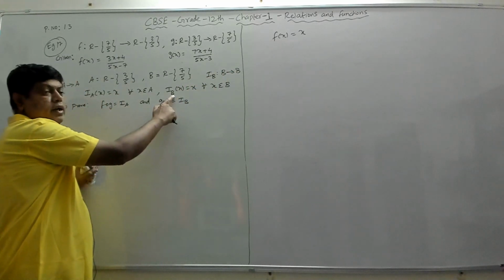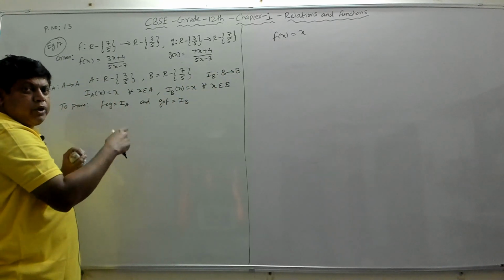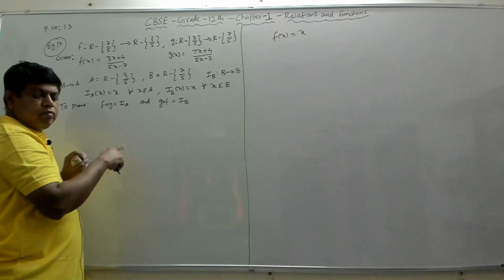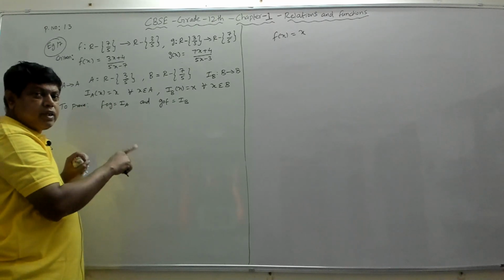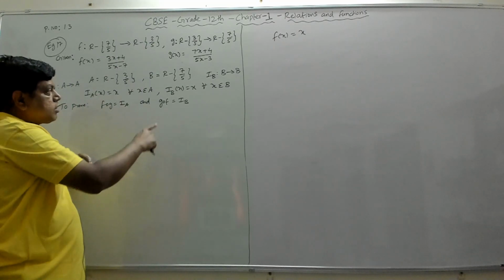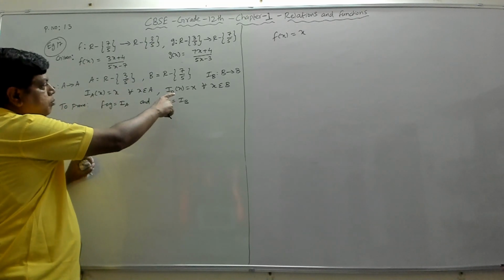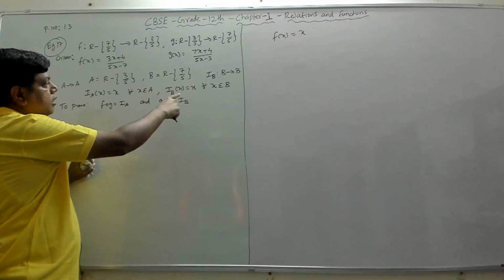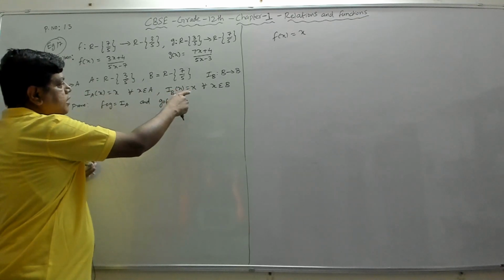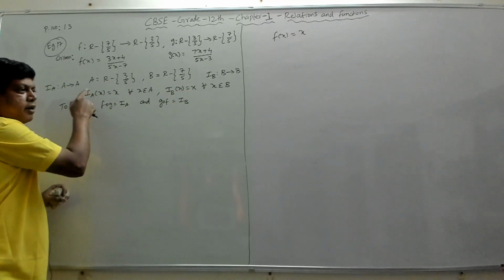This denotes that the identity function is from set B to B, and for an identity function, the domain and codomain will always be the same. So IB means it is from set B to B. I of x is x means identity function. That's why we are denoting it by the letter I.